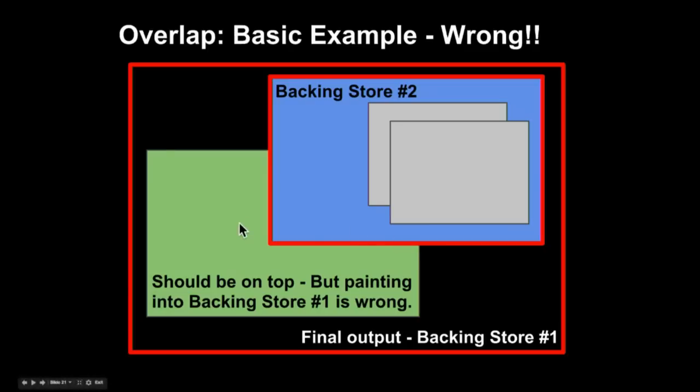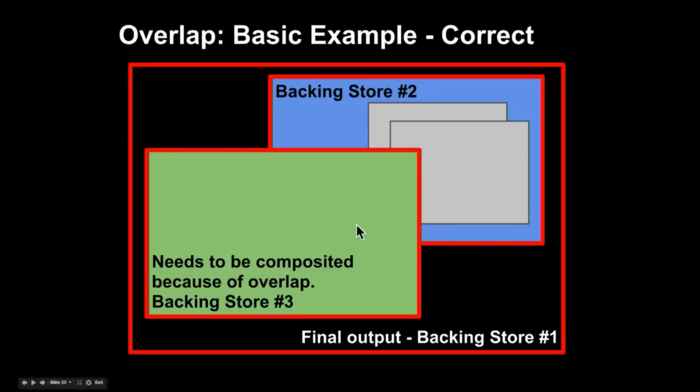However, if we do that, the green element that we had intended to be on top would not be on top because we're painting this into backing store 1. This is the case where overlap requires us to create another composited layer so that the green element can actually draw on top of what we thought we would like to composite, which was the blue layer. So it's interesting that this comes up. In the real world, this can cause an explosion of the number of composited layers, which can drain GPU resources quite badly. So this is something to be aware of.